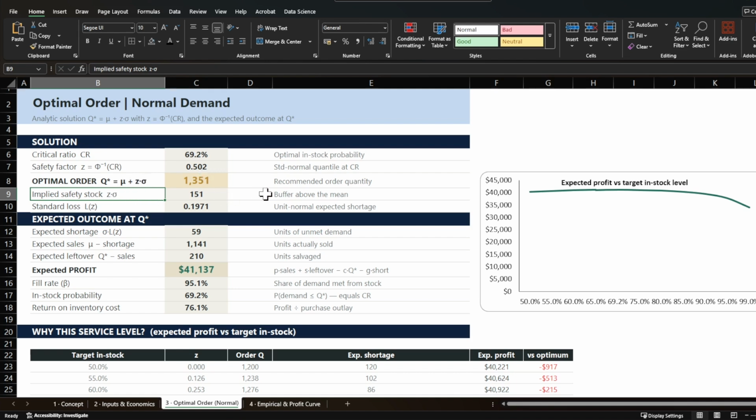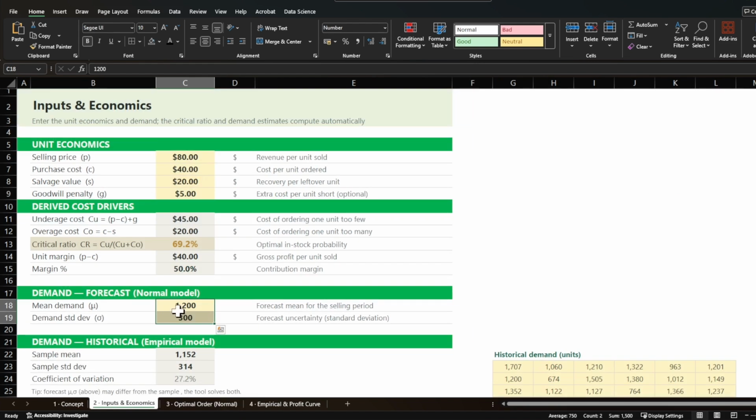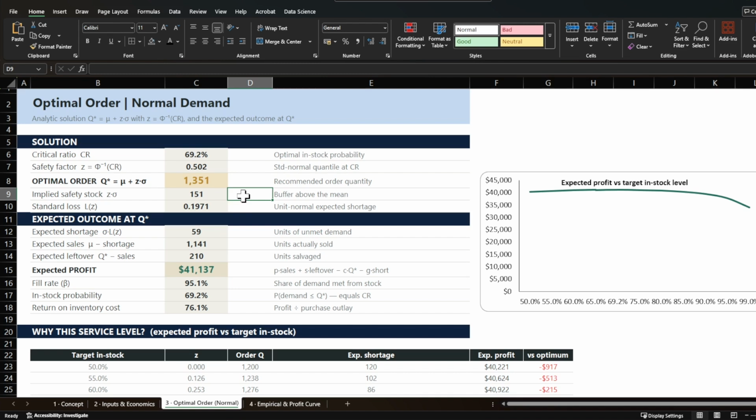So we are carrying 151 safety stock above the mean demand. What is the mean demand? Mean demand is 1200, so that we can cover 69% of all demand. If we had been carrying 1200, the mean value, we might be covering 50% of the demand. But as per the critical ratio, we should cover 69.2% of the demand. So we are carrying 151 more on that.